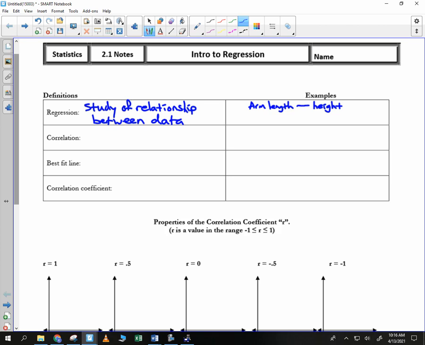Yesterday, we looked at that data and we said that there is, without a doubt, a strong relationship that exists between those couple pieces of data. Everybody agreed? Good. So what else other than arm length and height? Here's another one. Temperature and heating bill.